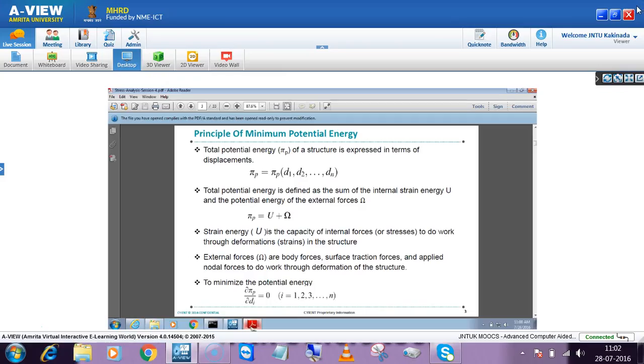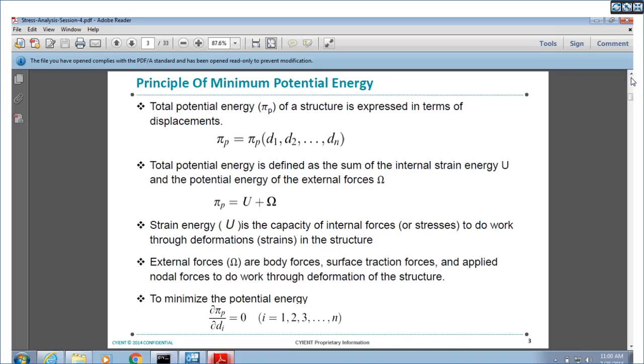What is the strain energy? Strain energy is the capacity of internal forces to do work through deformations in the structure. And external forces, body forces, surface traction forces, nodal forces, do work through deformation of the structure. So one is the strain energy that comes from internal forces, and the other is the energy from external forces. These two give the total potential energy.